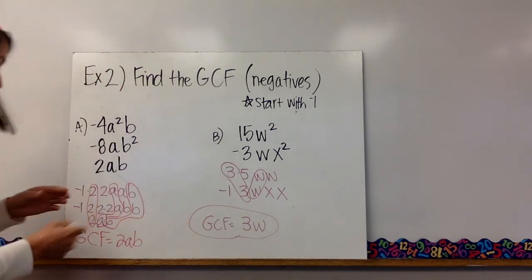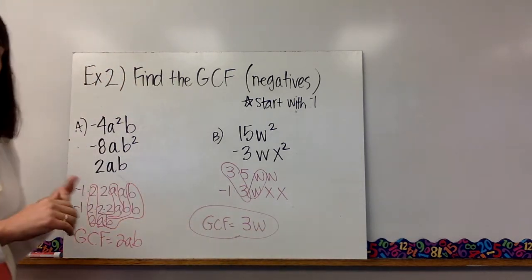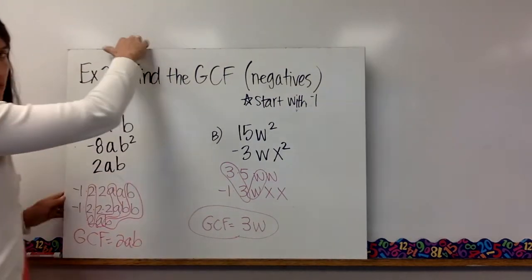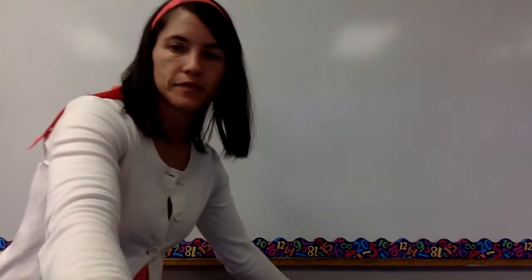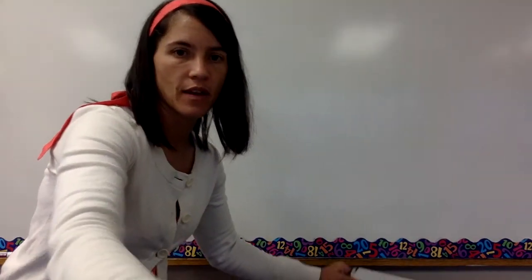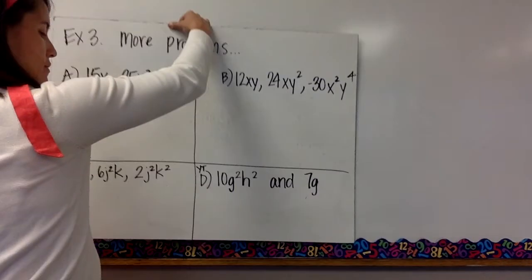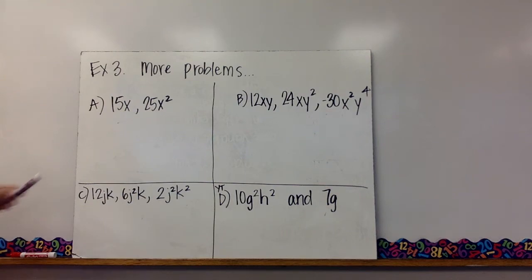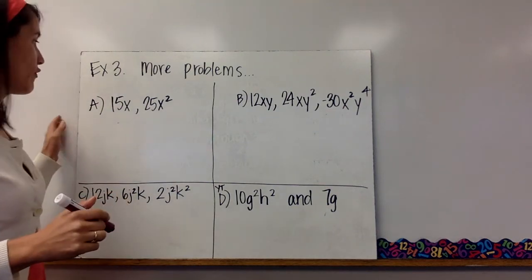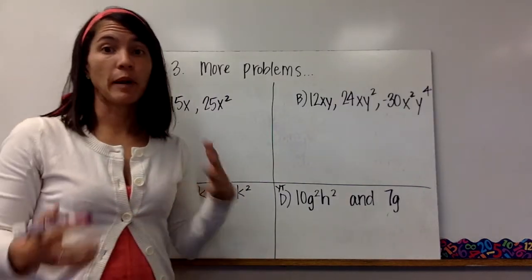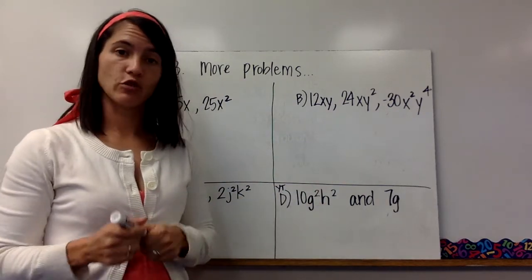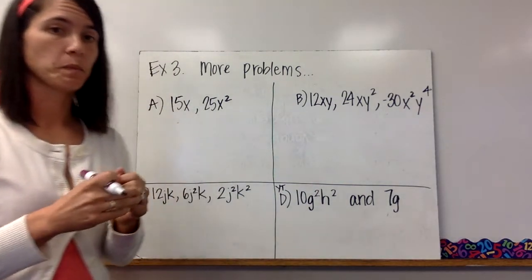But if you have a term with a negative, then just start with a negative 1. Start your prime factorization with a negative 1. All right, so some more problems, 4 more problems for you. If you're feeling like you got it, then pause it now and work them and then check. Or you can wait until the last one as a you try. So I'm going to work these through with you.